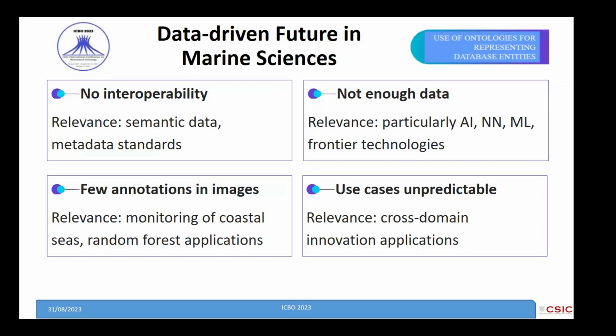Use cases are unpredictable due to the unpredictable and sometimes hostile nature of the marine environment. The capture of marine data is frequently challenging and requires a significant amount of resources to be invested. The data captured is also often unique, providing an unrepeatable measurement of the state of the ocean at a given moment in time for a specific geographical location.